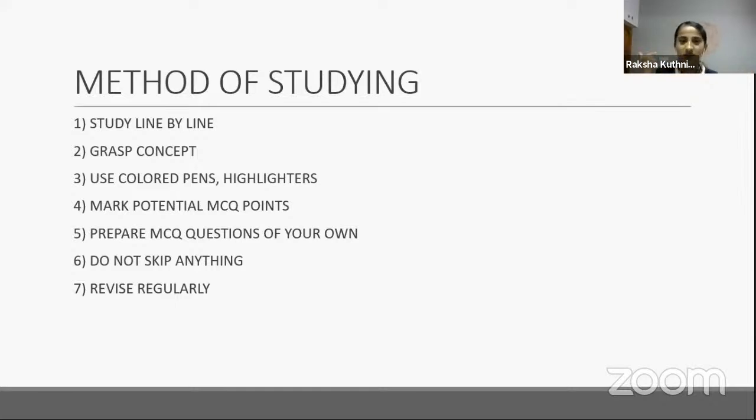At least turn pages. If you turn pages, what will happen? You will tend to recall, right? You'll tend to recall and your confidence will stay. Next time when you look into that chapter, you'll not feel that it's something alien, or you'll not be wasting extra time on studying that concept again.